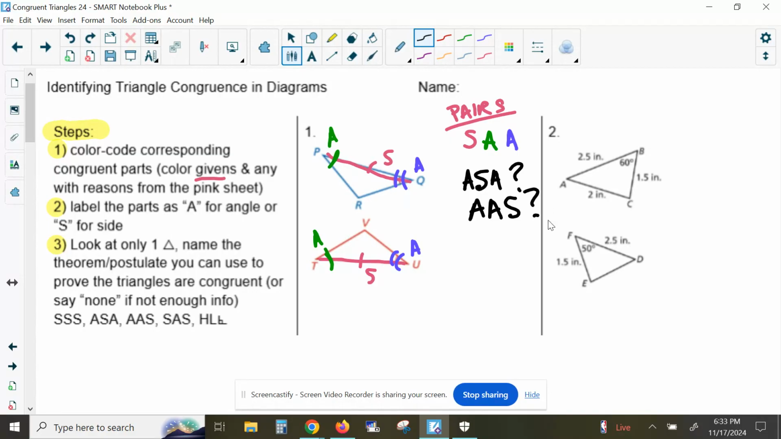So those are the only 2 things it could be, right? Could be this, it could be this. It can't be a SAS because we only have 1 S. It can't be a right angle because we don't even have a right angle. And it can't be 3 sides because we clearly don't have 3 S's here. So these are the only 2 things it could be.